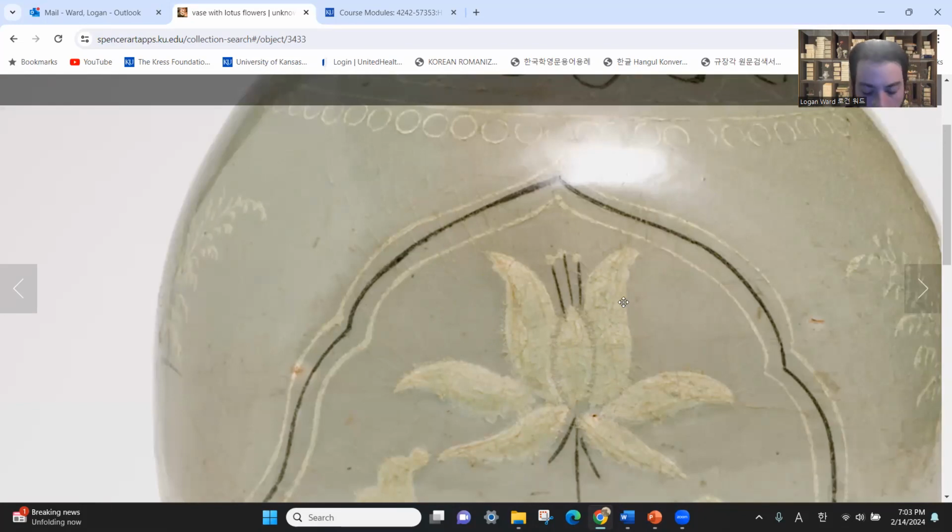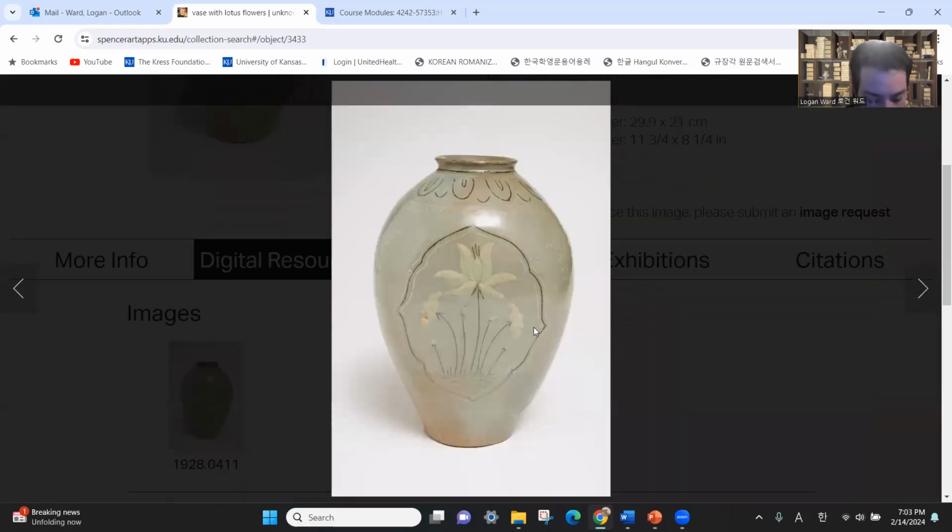Okay, so the body shape. So now we got to zoom out a little bit. So let's talk about the body shape. What are some things you would just generally say about the body shape? So the lip, the neck, the shoulder, the foot, the base, anything.